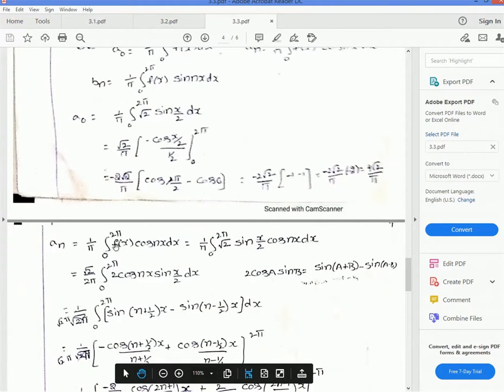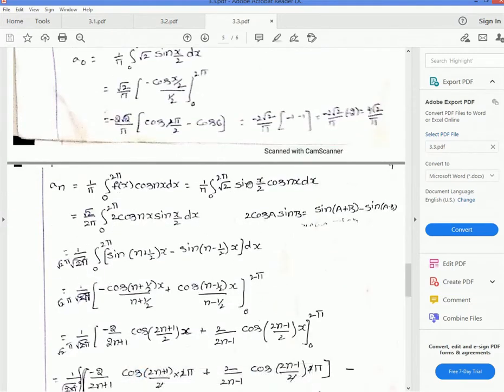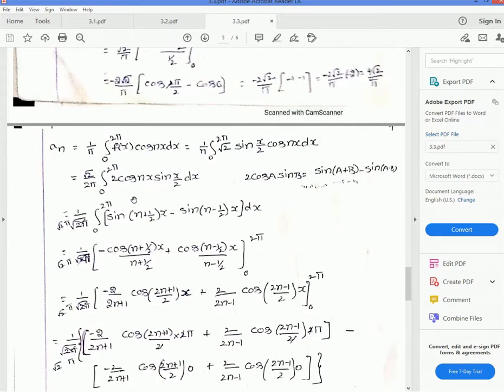Similarly, the an value: an = (1/π) ∫ from 0 to 2π of f(x) cos nx dx. f(x) is √2 sin(x/2) times cos nx dx. Now we use the 2 cos a sin b formula. What is 2 cos a sin b? It is sin(a + b) - sin(a - b), where a is nx and b is x/2. So sin((n + 1/2)x) - sin((n - 1/2)x). Again integrate with respect to x.